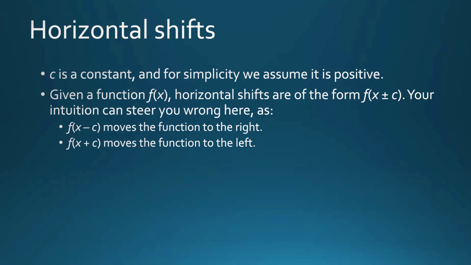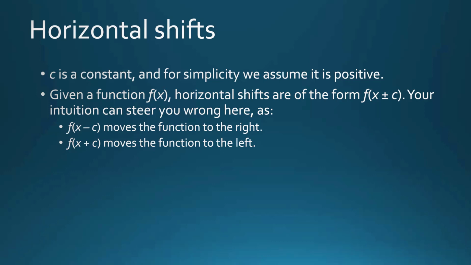Now, one thing that causes some confusion is that it's contrary to intuition. When most people picture the number line, they picture the negative numbers being on the left and the positive numbers being on the right. And so for that reason, when they look at horizontal shifts, most people will assume that subtracting moves the function to the left and adding moves it to the right, but it's exactly the opposite, as you can read here.